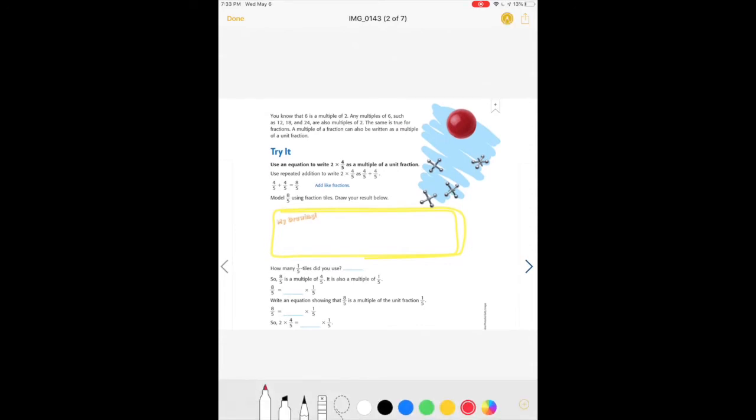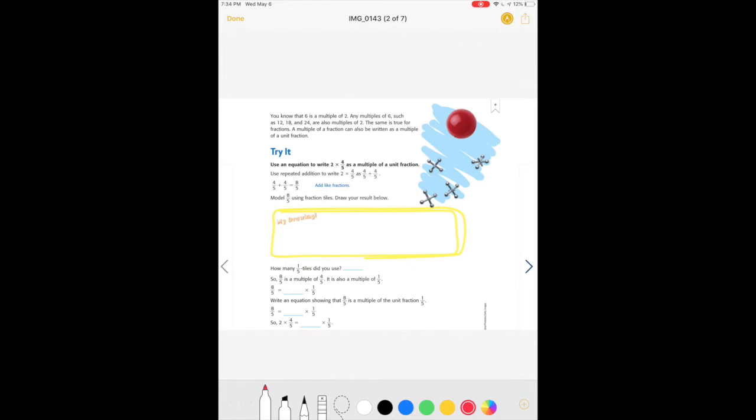You know that 6 is a multiple of 2. Any multiples of 6, such as 12, 18, and 24, are also multiples of 2. The same is true for fractions. A multiple of a fraction can also be written as a multiple of a unit fraction. So try it. Write an equation to write 2 times 4/5 as a multiple of a unit fraction. Use repeated addition to write 2 times 4/5 as 4/5 plus 4/5.